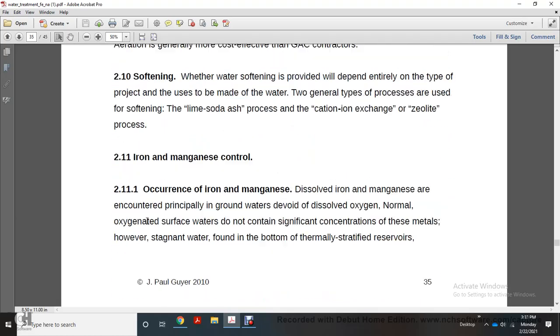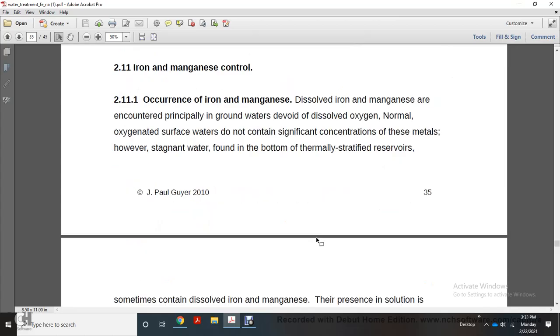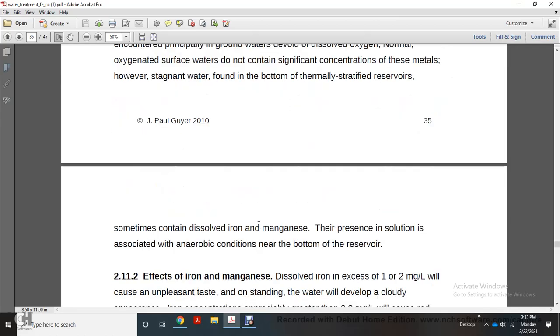Iron and manganese control. Occurrence of iron and manganese. Dissolved iron and manganese are encountered primarily in groundwater devoid of dissolved oxygen. Normal oxygen-laden surface water does not contain significant concentrations of these metals. However, stagnant water found at the bottom of a thermally stratified reservoir sometimes contains dissolved iron and manganese.